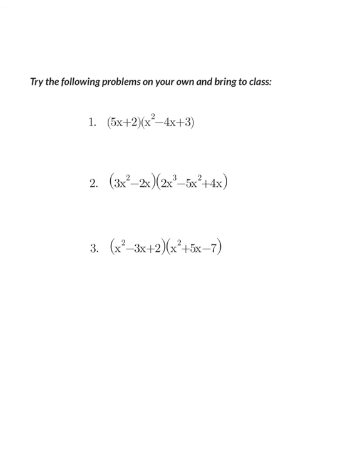So now try the following problems on your own, bring them to class along with any other questions that you have.